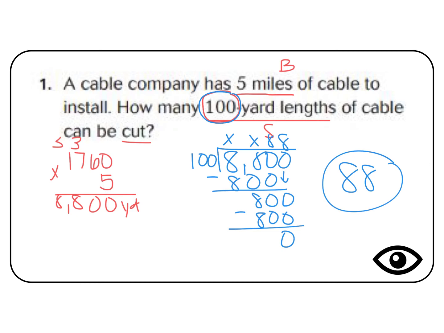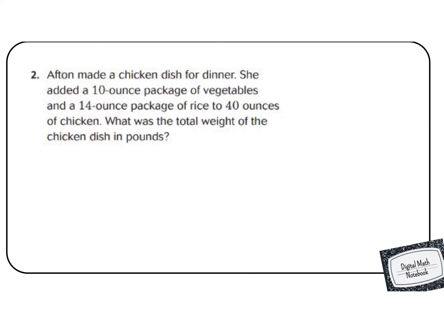Let's try a problem together. All right, we are in our digital math notebook. In your digital math notebook, you have a box to show your work. Let's solve the problem together. It says, Afton made a chicken dish for dinner. She added a 10-ounce package of vegetables, a 14-ounce package of rice, to 40 ounces of chicken. What was the total weight of the dish in pounds?